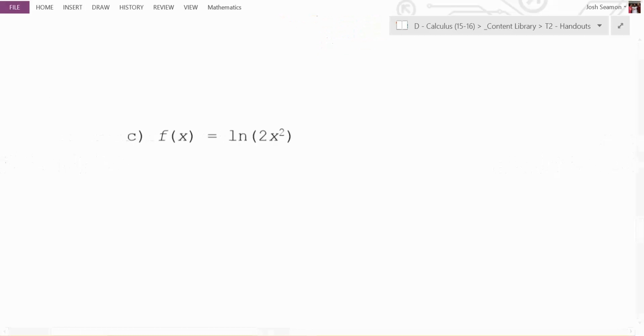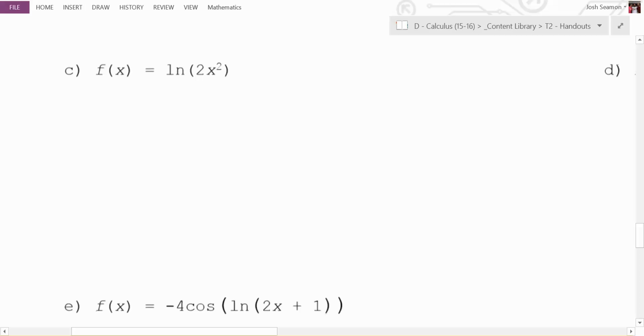So what about here? What happens here? What's the derivative of ln? What did I say the derivative of ln is? Yeah, the derivative of ln x is 1 over x. So in this case, f prime is going to be 1 over what?